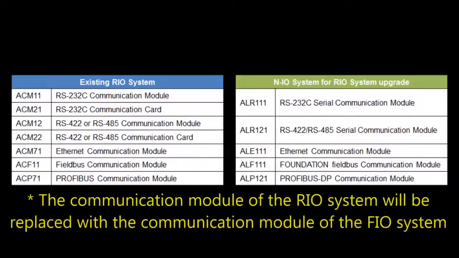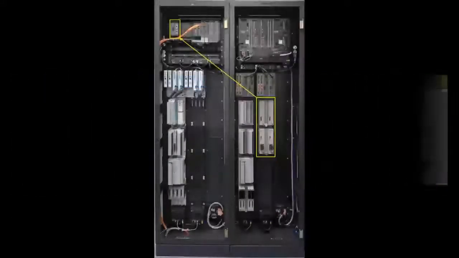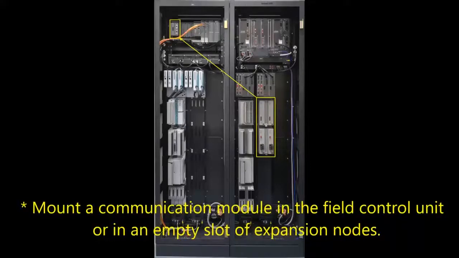RS232C and field bus communication modules will be replaced with the new modules of these model names. Mounting a communication module in the field control unit or in an empty slot of expansion nodes. Note that the new module occupies a different position in the cabinet.